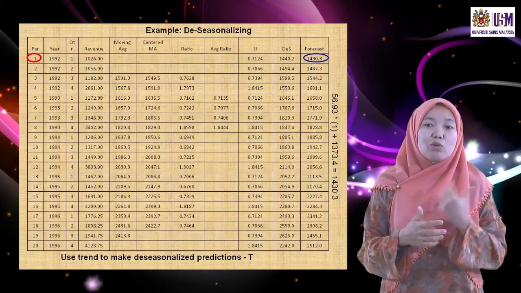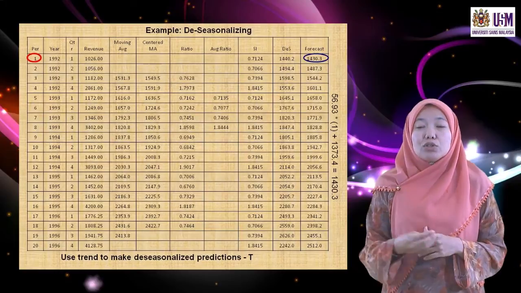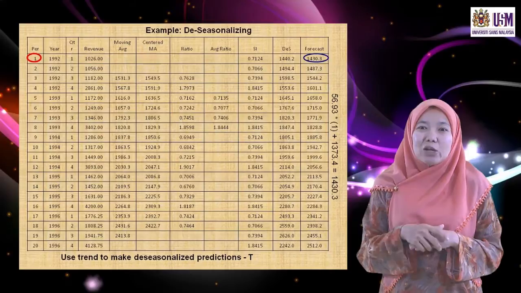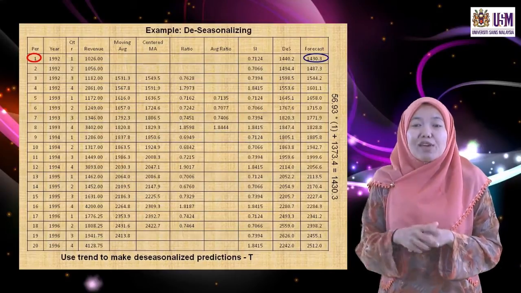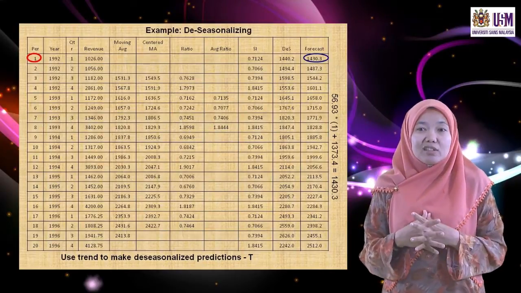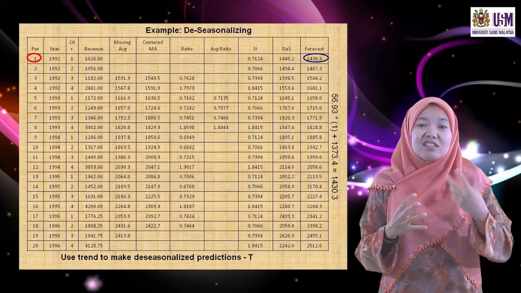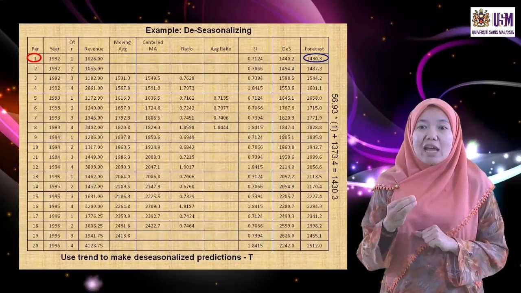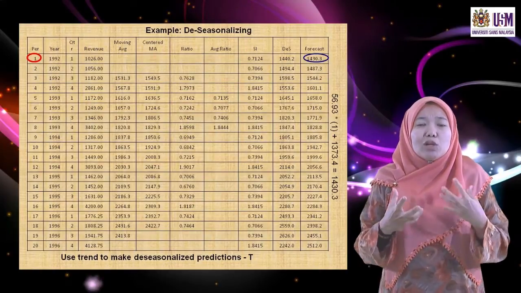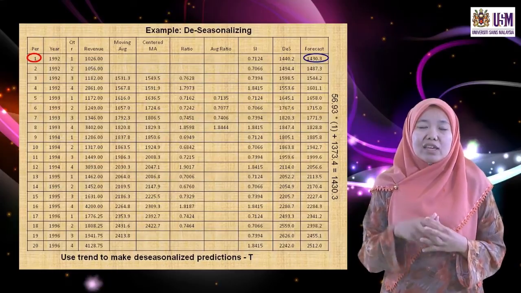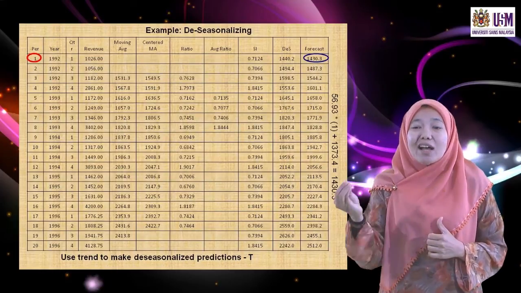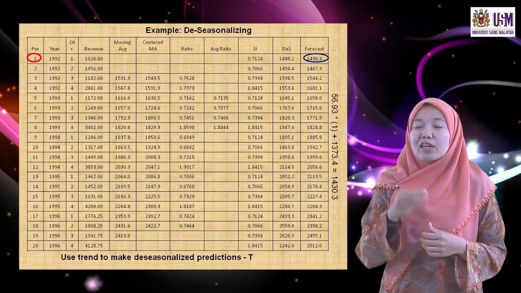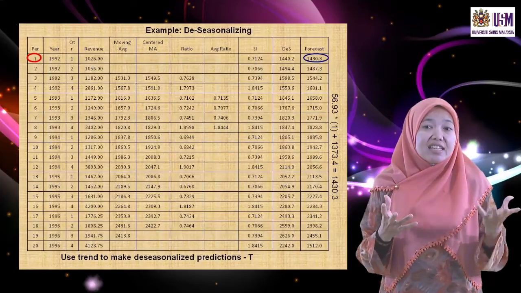plus the intercept just now, 1373.4. So you should get your forecast value of 1430.3, which is quite close to your deseasonalized value of 1440.2. So when it comes to actual forecasting, you see how close the forecast value for the first period, the first quarter of 1992, is when you compare it with the deseasonalized value.